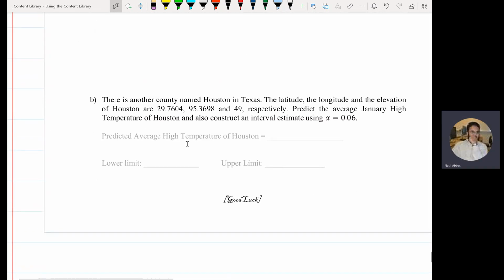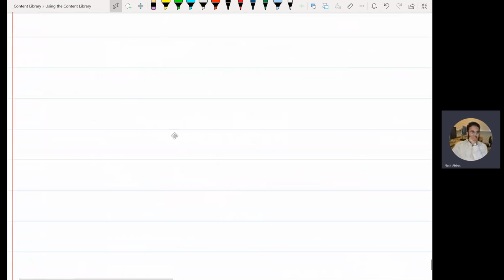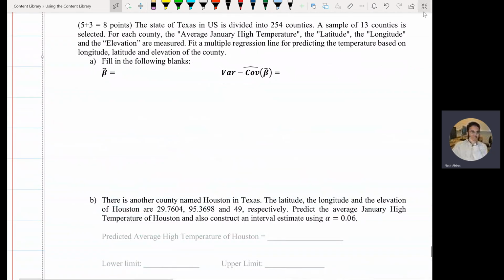Here you are no longer supposed to interpret. Give the point estimate, Y naught hat, give the lower limit, give the upper limit. That's it. 1 point, I think, for the point estimate, 2 for the lower limit, 2 for the upper limit. No interpretation is required here. The interpretation is actually given in the question. And this is it. This was the exam.